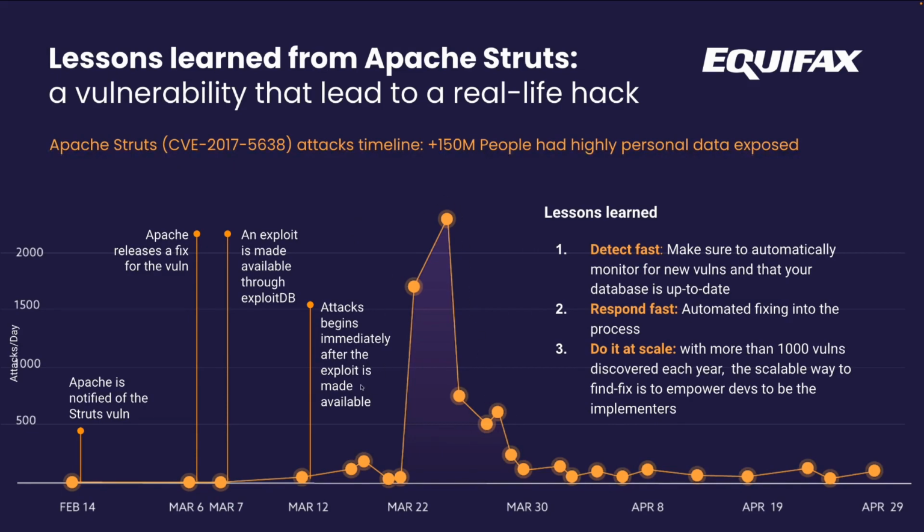So the key takeaway here is that if you were able to detect that Apache had a vulnerability and you were able to pick up that fix and implement it shortly after it was made available, then you wouldn't have had this issue. You would have been totally fine.